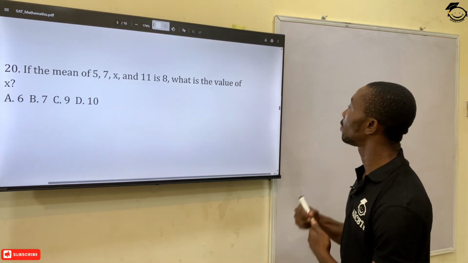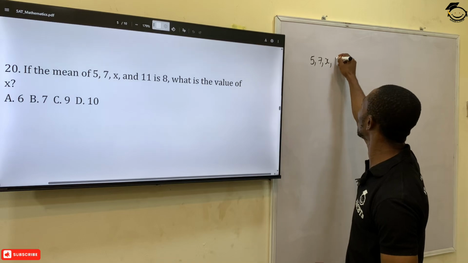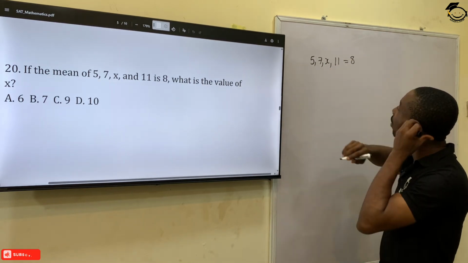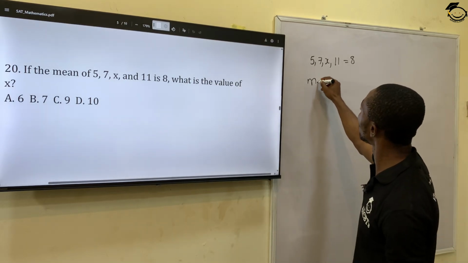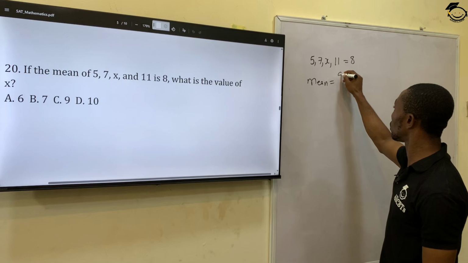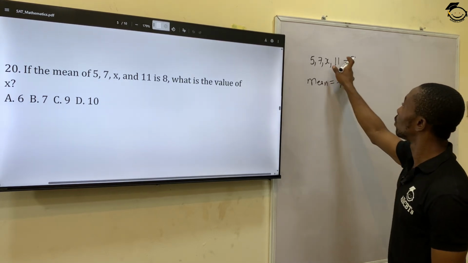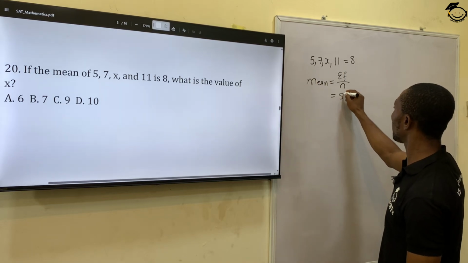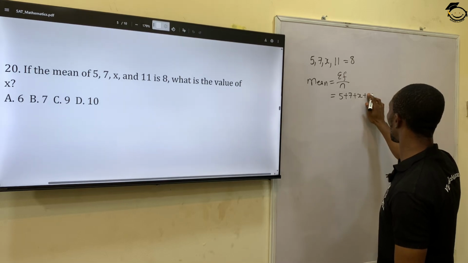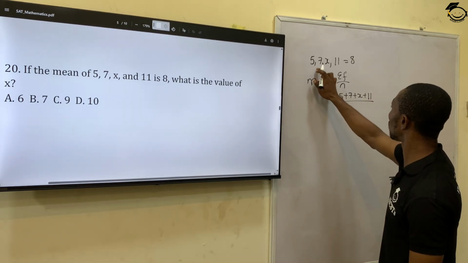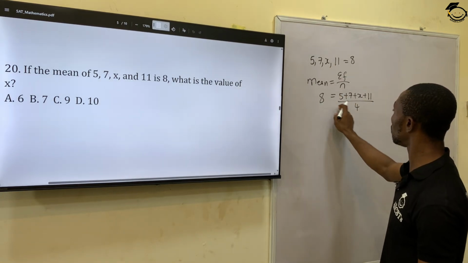If the mean of 5, 7, x, and 11 equals 8, what is the value of x? Now, if you're looking for mean, it equals the summation of our numbers over N. So for this, we are going to have 5 plus 7 plus x plus 11, all over 4, since there are 1, 2, 3, 4 numbers, equals 8, which is the mean.